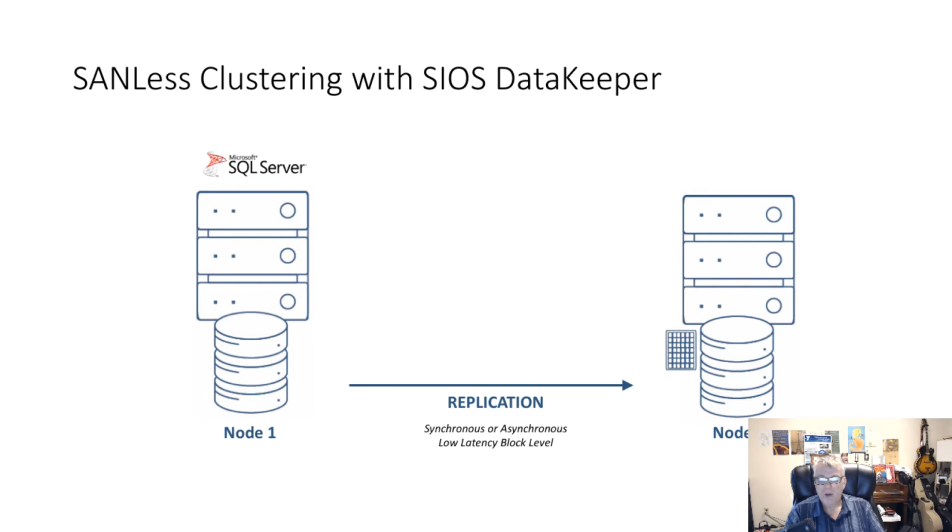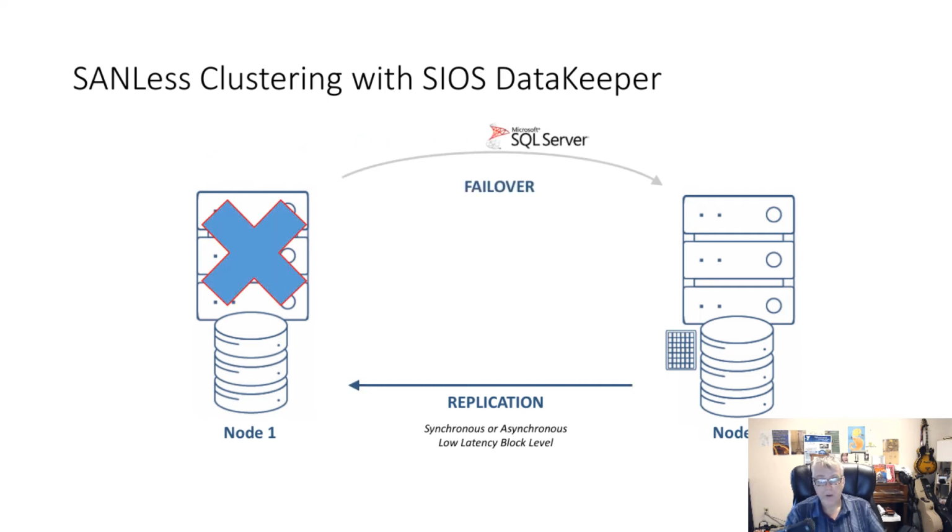And it integrates with failover clustering through our own cluster resource called the Datakeeper volume. The Datakeeper volume takes the place of the cluster disk. So when failover clustering detects a failure, of course it will fail all the resources over, including the Datakeeper volume resource. And when the Datakeeper volume resource comes online on node 2, that reverses the mirror direction. So instead of controlling disk locking, it controls the mirror direction.